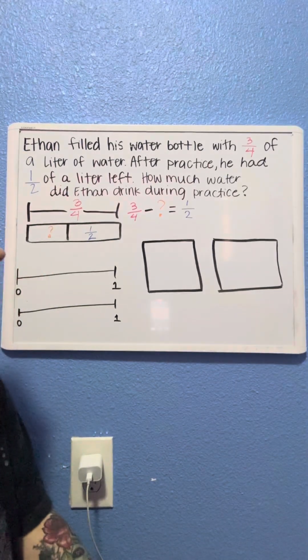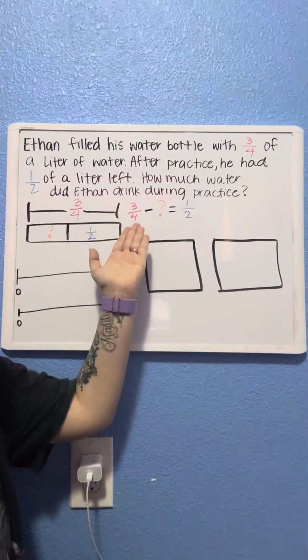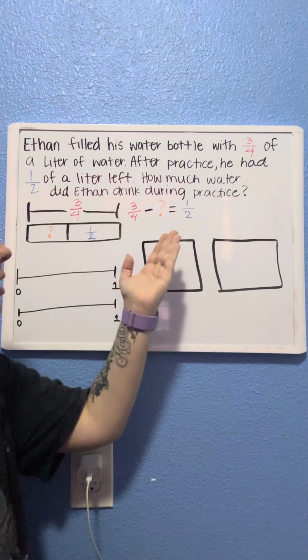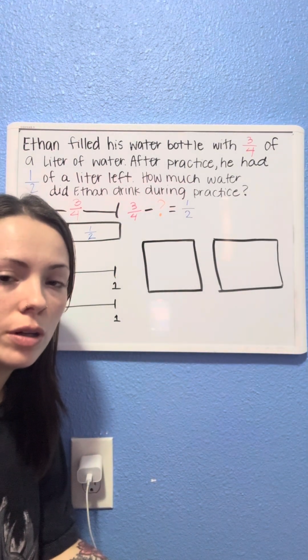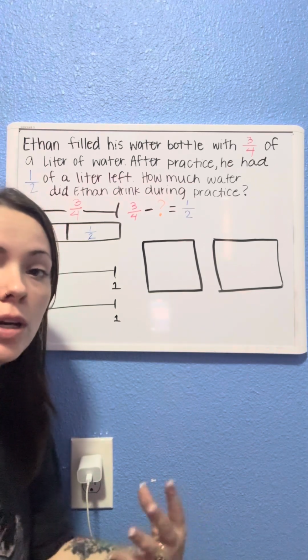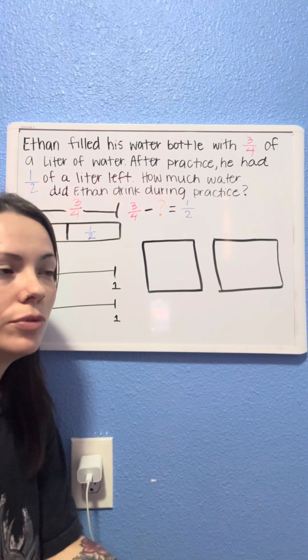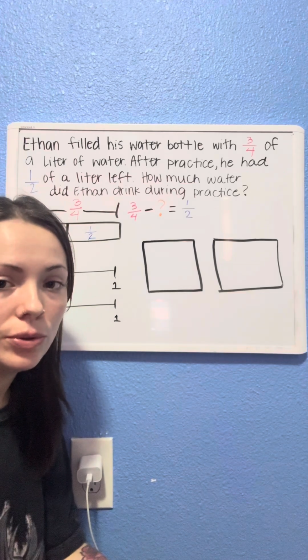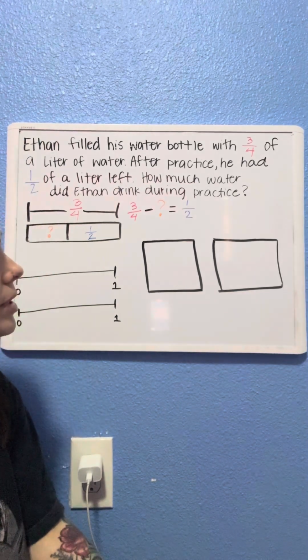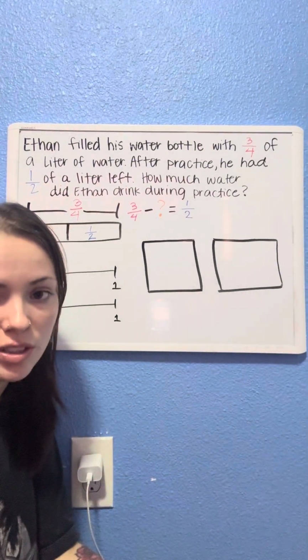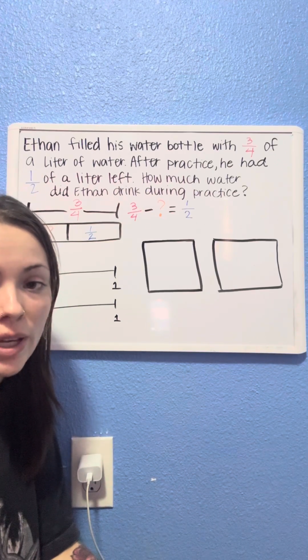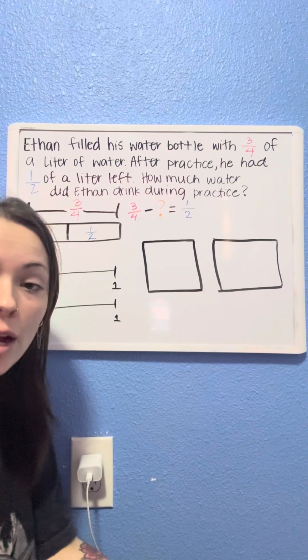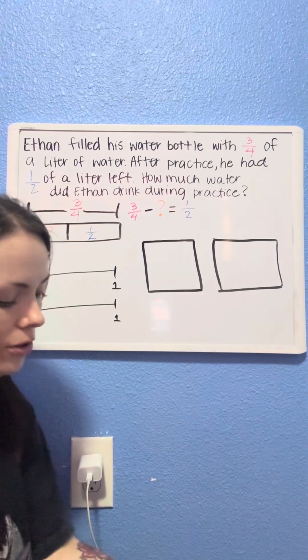Now if we think about fractions, we remember that a fraction is a part of a whole, right? So when we look at these fractions, we have 3/4 and 1/2. Are these fractions part of the same whole? No. So what would we have to do in order to be able to work with these fractions? We have to make them the same whole. We cannot subtract or add fractions with unlike denominators.